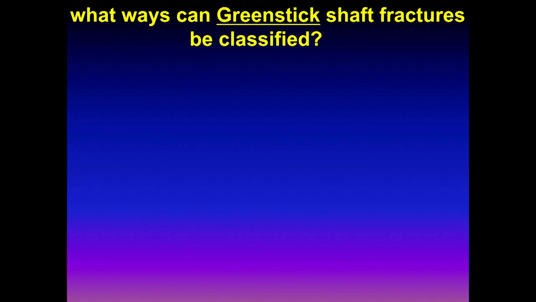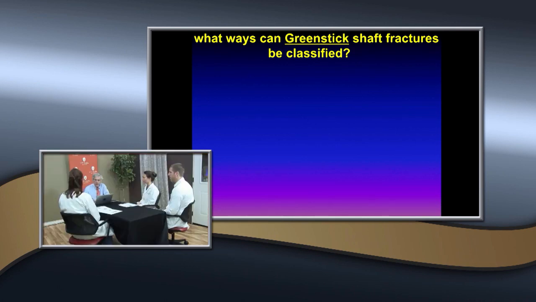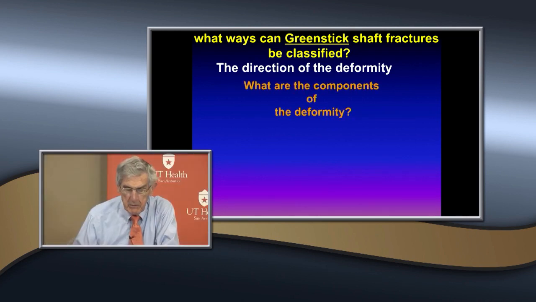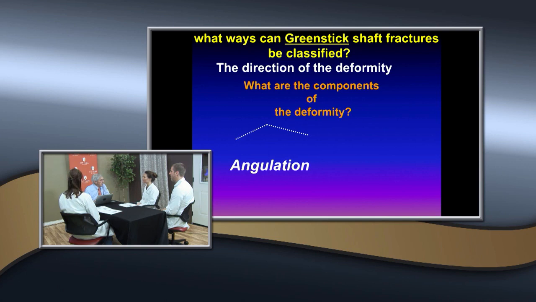Okay, now, we like to do classifications, and remember, what are classifications of shaft green stick fractures? There's two good classifications that you need to be aware of. What are they? Tension and compression? Well, in some respects, they all fail in tension. It's the direction of the deformity. So they're components of the direction of the deformity. It's what is the angulation, and the other is what? Rotation, very good. And it's what kind of rotation that you have.